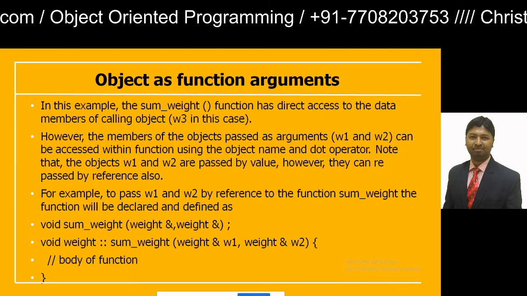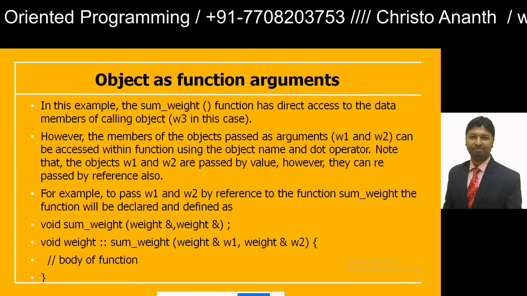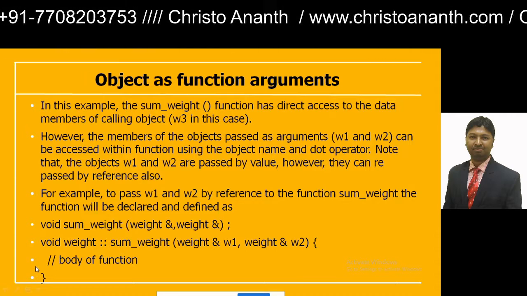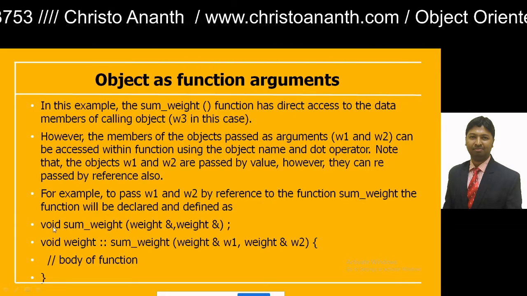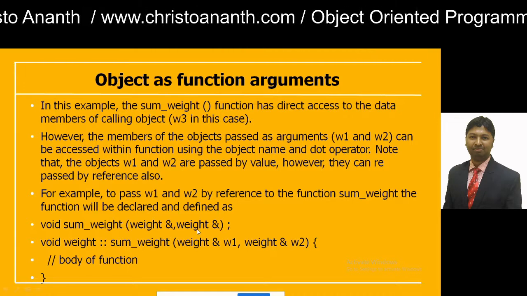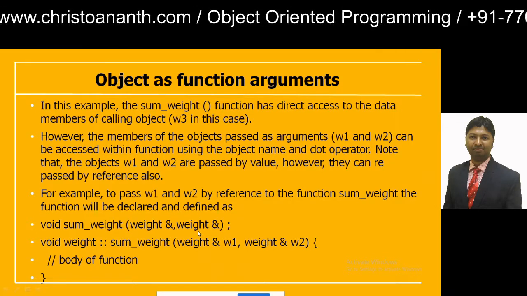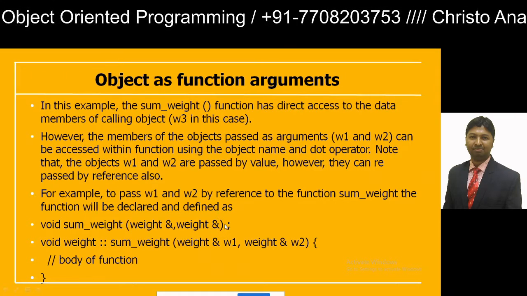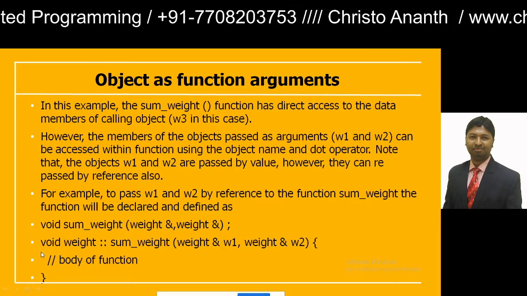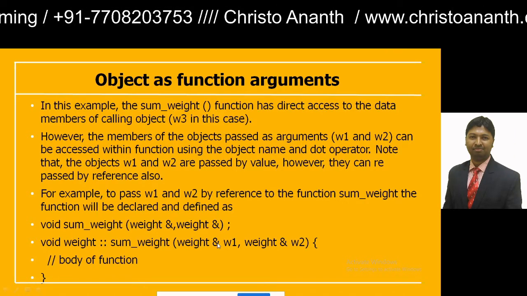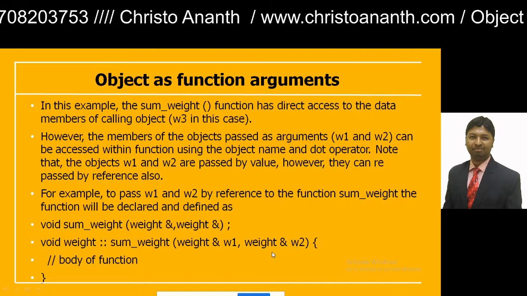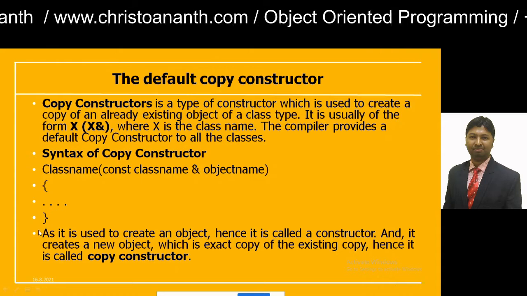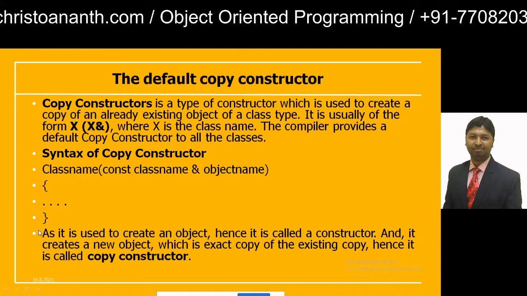To pass w1 and w2 by reference to the function sum_weight, the function should be declared and defined accordingly. For example, void sum_weight(Weight&, Weight&). There you have Weight, Weight, here you have Weight&, Weight&. So we are passing it by reference. Then void sum_weight(Weight& w1, Weight& w2), and you start the body of the function. Then you can do the same, just like you passed it by value.